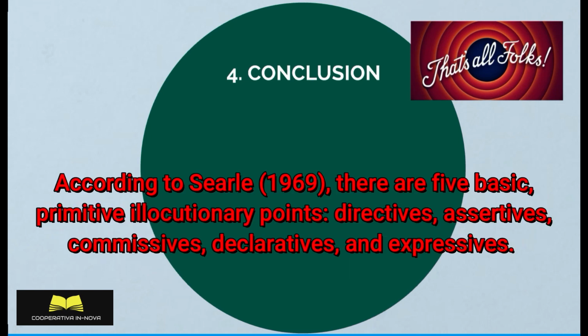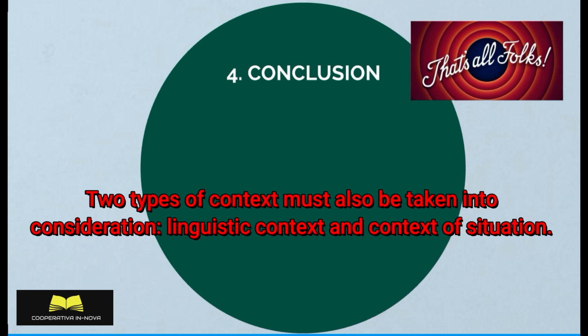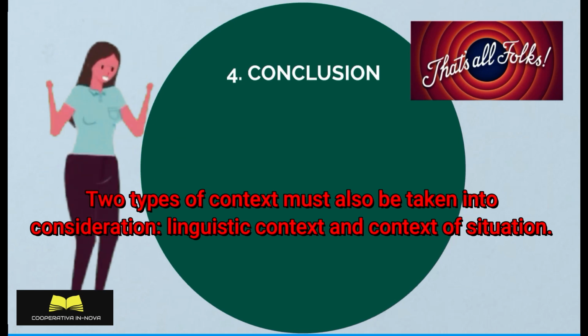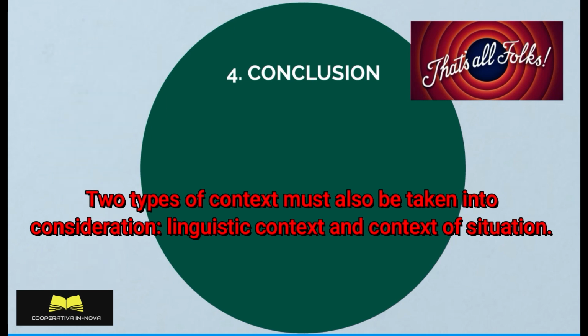According to Searle, 1969, there are 5 basic, primitive illocutionary points: directives, assertives, commissives, declaratives, and expressives. 2 types of context must also be taken into consideration: linguistic context and context of situation.